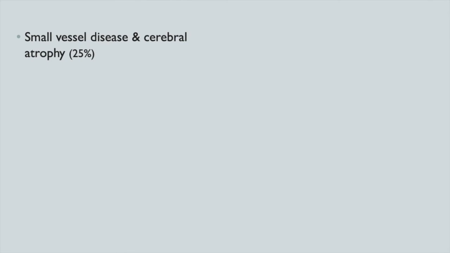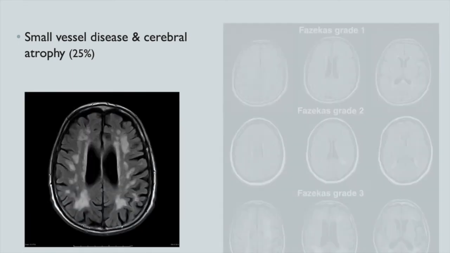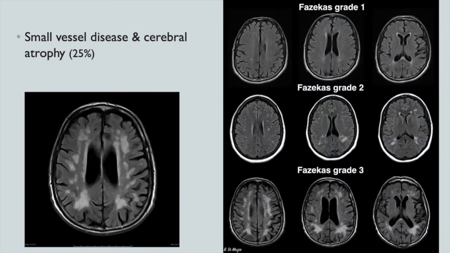There's a large amount of studies concluding that small vessel disease and cerebral atrophy are a common finding in about 25% of patients with SLE. However, some literature suggested that up to 30 to 40% of patients can present with small vessel disease and cerebral atrophy. In radiology, we use the Fazekas grading to quantify the amount of T2 FLAIR hyperintensities in the subcortical and periventricular region.